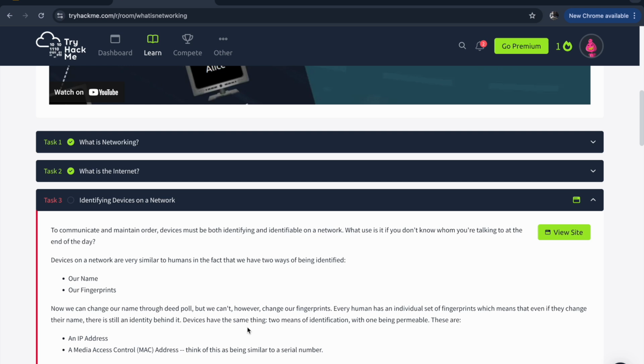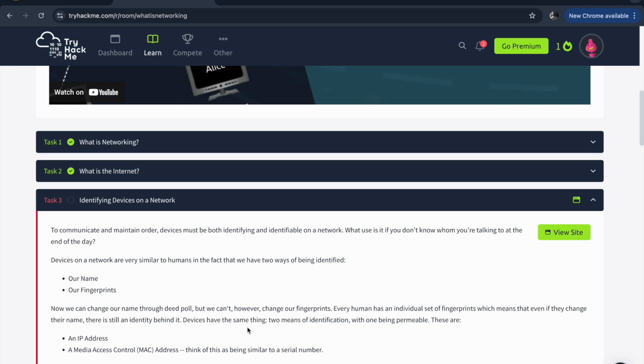Identifying devices on a network. To communicate and maintain order, devices must be identifiable on a network. What use is it if you don't know who you're talking to at the end of the day? Basically meaning if you're not talking to the person you want to talk to, then what's the point of it?